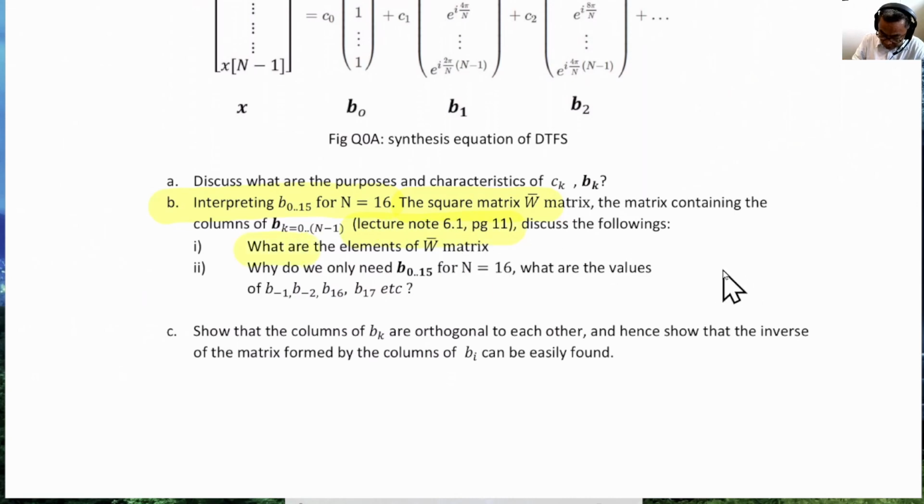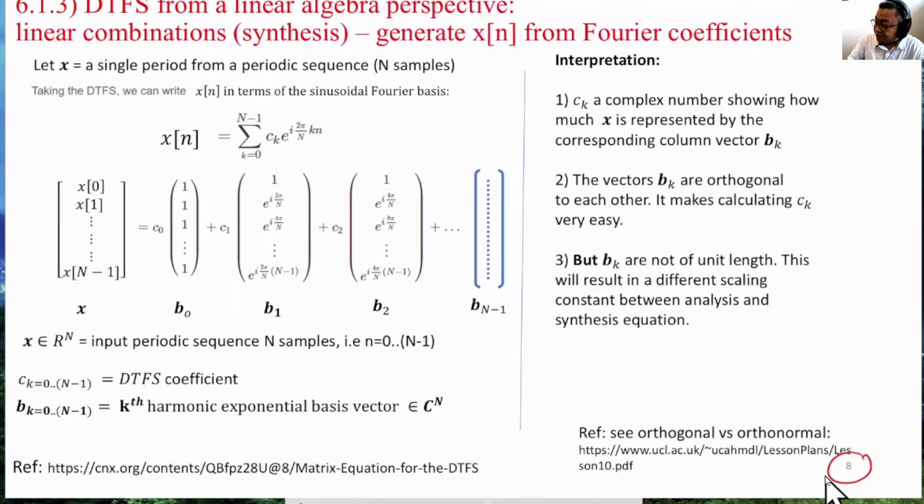So we're asked what are the elements of W bar and why do we need B0 to B15 for n equals to 16? And is there such thing as B minus 1, B minus 2, or B16, B17? Let's now answer the questions using the slides of our lecture notes. Let's first go to page 8 of our slide.